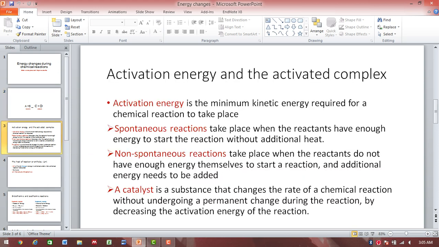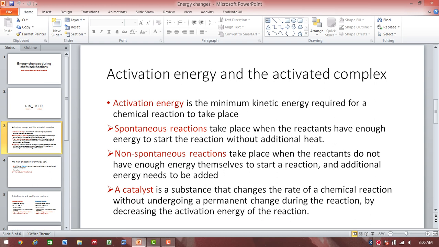Now I just wanted to focus on several terminologies so that they can help us to understand this concept very well. Now the first terminology, that is the activation energy. I know this is very common, which is the minimum kinetic energy required for a chemical reaction to take place.